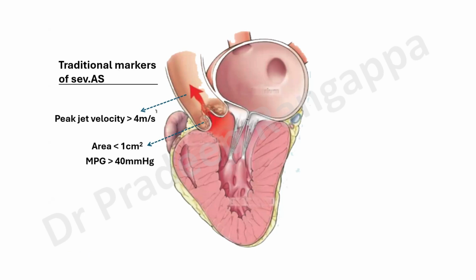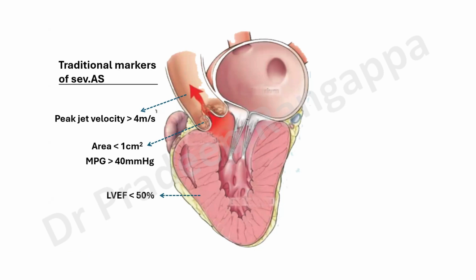I'll explain what all these entities are, and maybe I'll do a separate video only talking about the echo evaluation of aortic stenosis. This video I'll just be talking on the overview of aortic stenosis. LV ejection fraction generally is overestimated in aortic stenosis, and in this situation, if you have an LV ejection fraction of less than 50%, this confers severe aortic stenosis. So peak velocity more than 4 meters per second, valve area less than 1 centimeter square, mean pressure gradient more than 40, and ejection fraction less than 50, all are the traditional markers of severe AS.